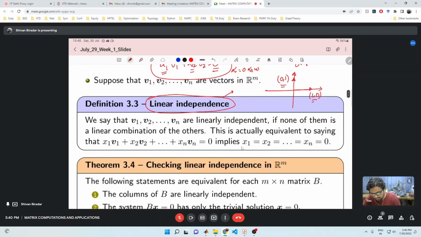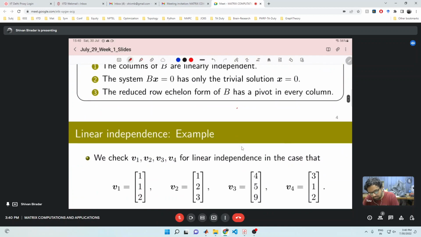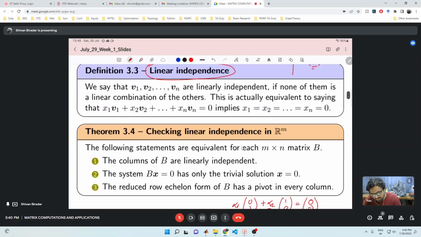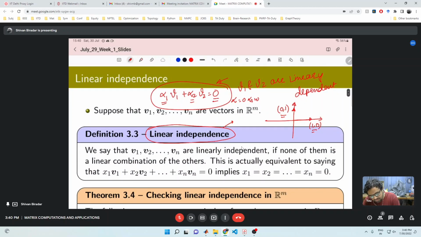So alpha 1 times (0, 1) plus alpha 2 times (1, 0). You can see that there are no values of alpha 1 and alpha 2 for which this becomes 0, except alpha 1 equal to 0 and alpha 2 equal to 0, which is not allowed here. So this vector and this vector are linearly independent. Let us take another example in the same space. Let us say that we have this vector and this vector, so this is (5, 0).